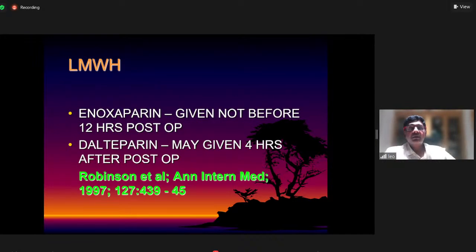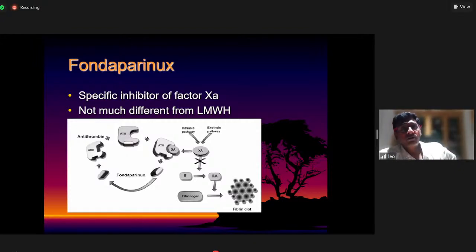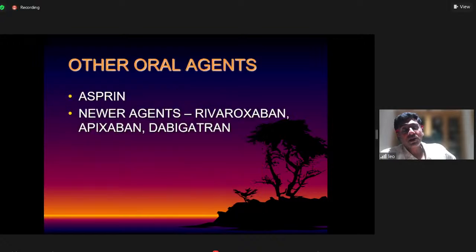So when it comes to low molecular weight heparin, we do have a few molecules in the market. The commonest molecule is enoxaparin. If you're giving enoxaparin, do not give it before 12 hours post-op. If you're desperate and you want to give something earlier than that, then dalteparin is a molecule which has been suggested that it can be given up to 4 hours after post-op. Again, fondaparinux is a synthetic analog of low molecular weight heparin. Again acts through factor 10A. Modalities are pretty much the same and nothing much different from low molecular weight heparin as such.